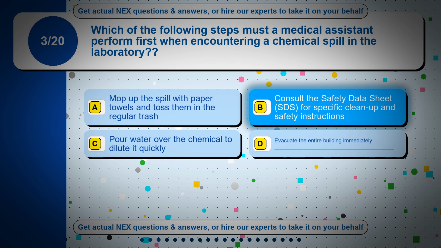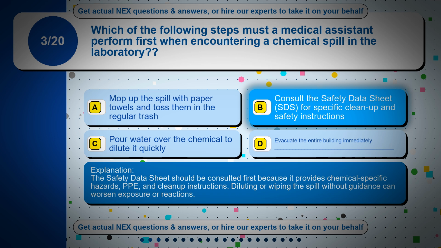The correct answer is option B. Consult the safety data sheet, SDS, for specific cleanup and safety instructions. The safety data sheet should be consulted first because it provides chemical-specific hazards, PPE, and cleanup instructions. Diluting or wiping the spill without guidance can worsen exposure or reactions.